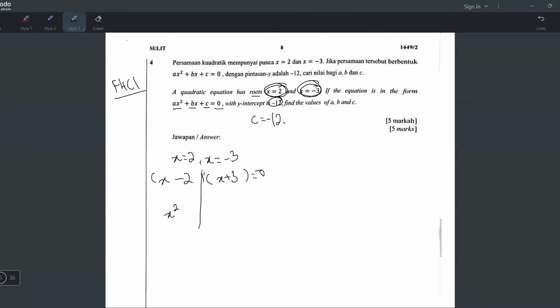Yeah, usually when you factorize using calculator, you do it like that, right? But this one, it's like you do it in reverse. So x times x, x squared, x times 3 is plus 3x. Yeah, you expand like this, right? And then negative 2 times x, negative 2x, negative 2 times 3, negative 6 equals 0.